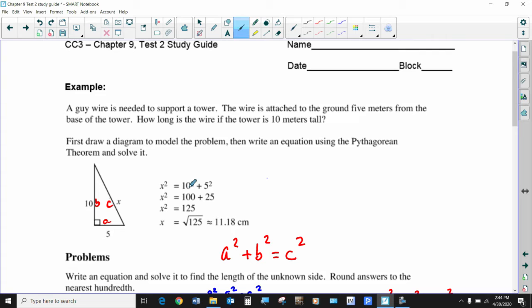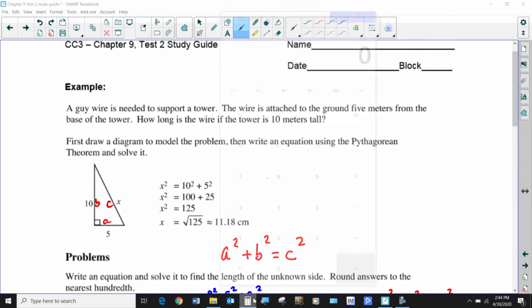So in this case, it doesn't really matter which one is A and B. Remember, we've said that a few times, but 10 squared is 100. 5 squared is 25. Add them together, you get 125. The square root of 125 is going to be a little bit more than 11. Remember when we were estimating square roots, how 121 is 11 squared, so the square root of 121 would be 11, and this is a little bit more than 121, so it's going to be a little bit more than 11.